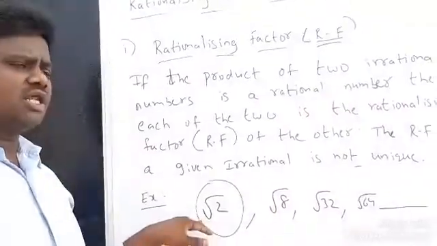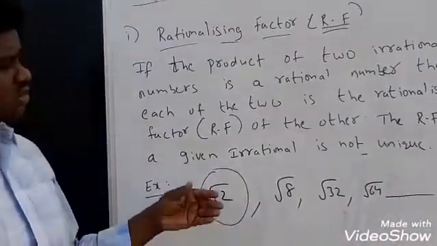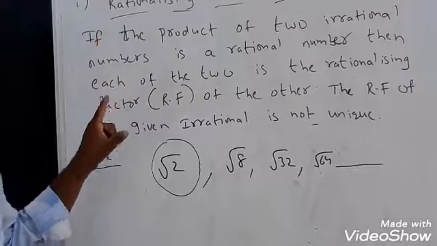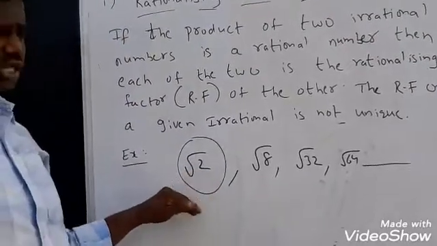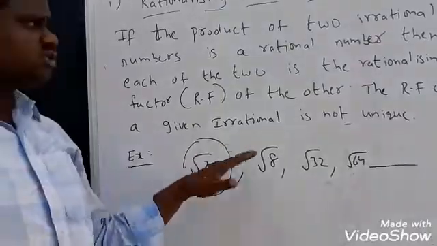That's why I am taking it here. Anybody asks you what the rationalizing factor is, which is in the simplest form, you have to say root 2. So root 2, root 8, root 32, so many you will get. But ultimately in the examination you can do with root 2 only. If you do root 8 also no problem, but you have to convert into the simplest form.